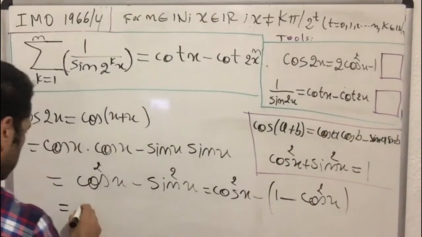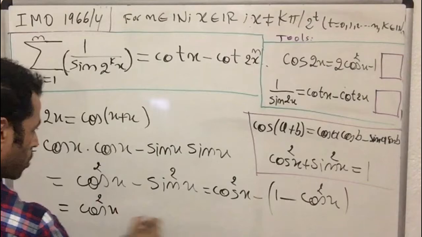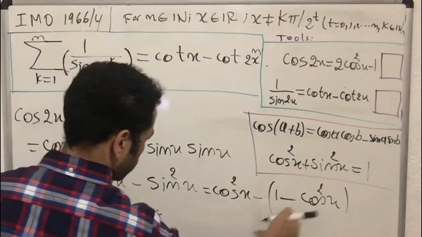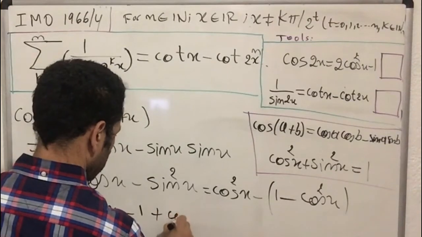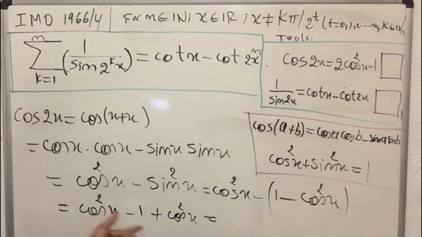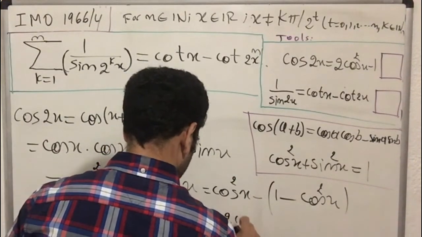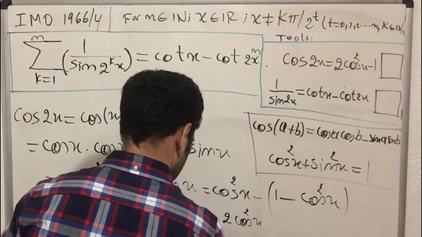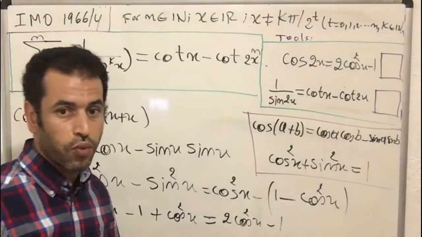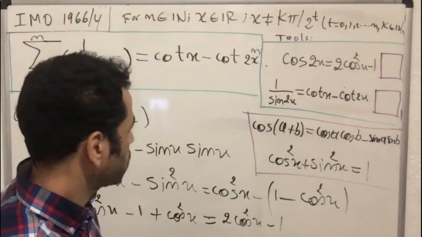Just adding this one on this one. So cosine 2x, with this minus outside becomes minus 1, minus multiplied by minus is plus cosine square x. Just adding cosine square x plus cosine square x, which is 2 cosine square x, minus 1. Now the first expression is proved. Let's move on to the next step.